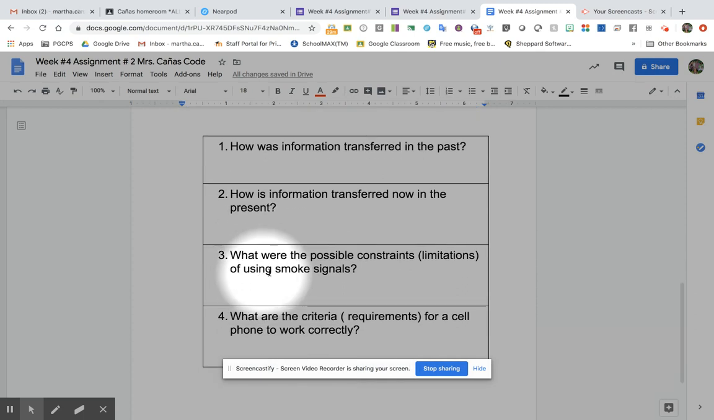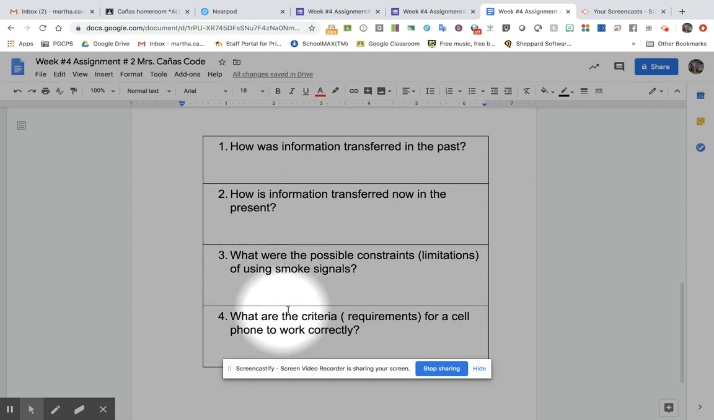Question number 3. What were the possible constraints, which mean limitations, of using smoke signals? That means, what limit or what wasn't that good about using a smoke signal? Do you think that perhaps not everyone could see it, or the smoke signal couldn't go that far? Or what if someone didn't know how to do a smoke signal? Is it a difficult code? Was it a simple code? That might be a limitation.